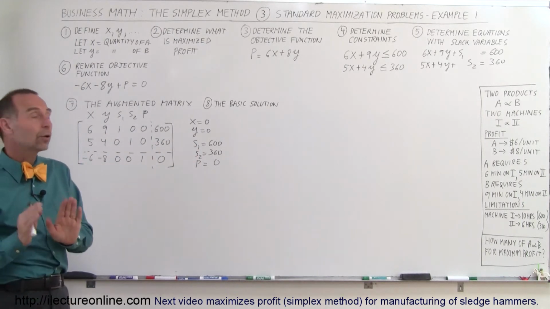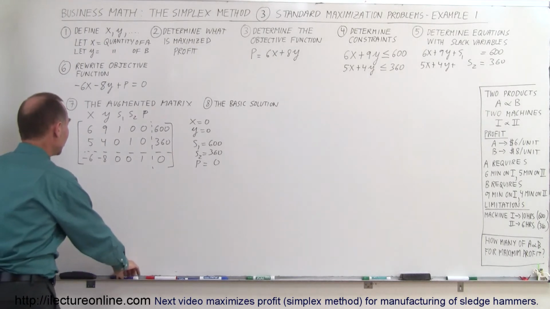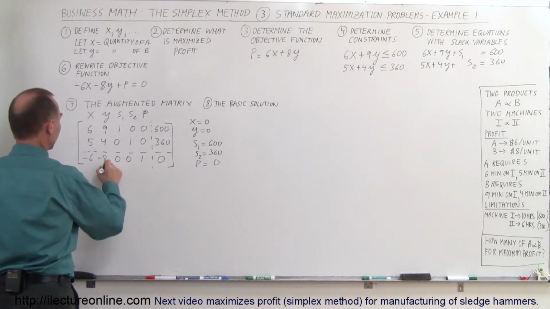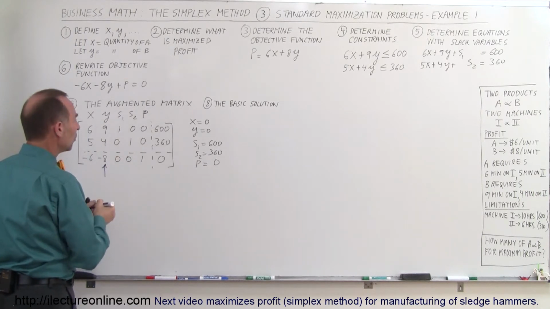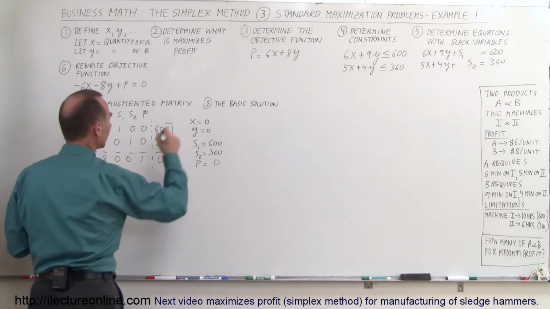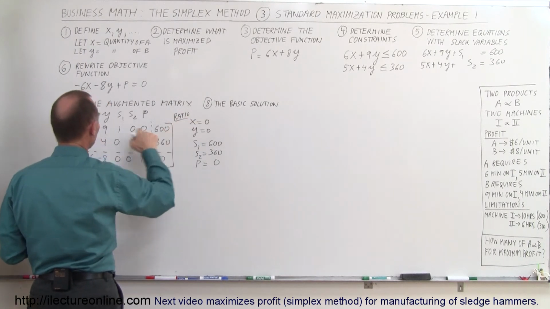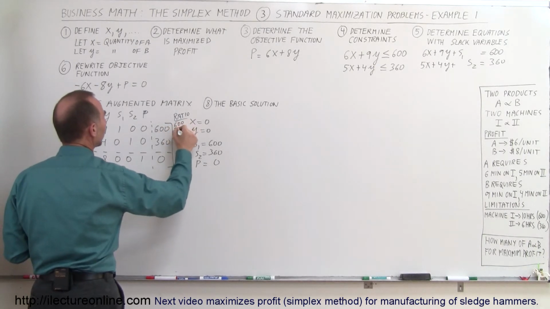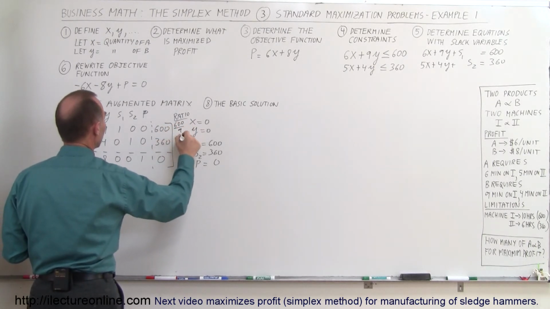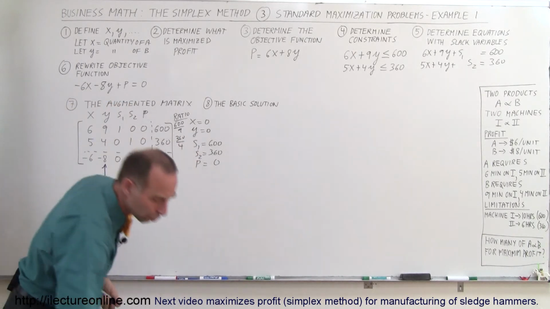All right, now we want to go ahead and find where we need to pivot. And again, we take the largest negative number, which is this. So we're going to pivot inside column 2. And now we need to do a ratio. So the ratio of this number divided by the number in the column we're trying to pivot. So we have 600 divided by 9, or 360 divided by 4. Now, which of those two is the smallest quantity?